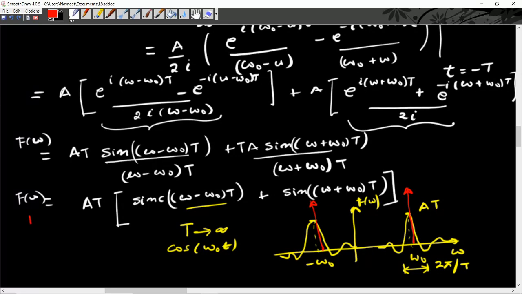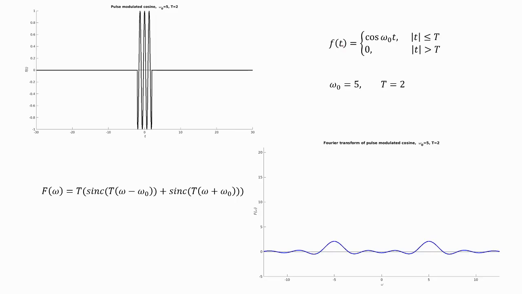Let us look at the Fourier transform of the pulse modulated cosine function for different values of the frequency omega naught and different values of capital T, which is half of the total pulse duration. So the pulse modulated cosine function given by this expression is plotted on the left hand side and its Fourier transform is plotted over here. Let us begin by looking at the effect of varying the duration of the pulse that goes from minus T to T. So we'll increase this duration of the pulse and see how the Fourier transform varies while keeping the value of omega naught, that is the frequency, fixed.